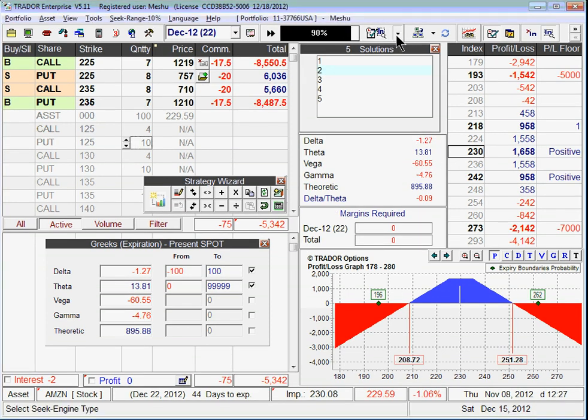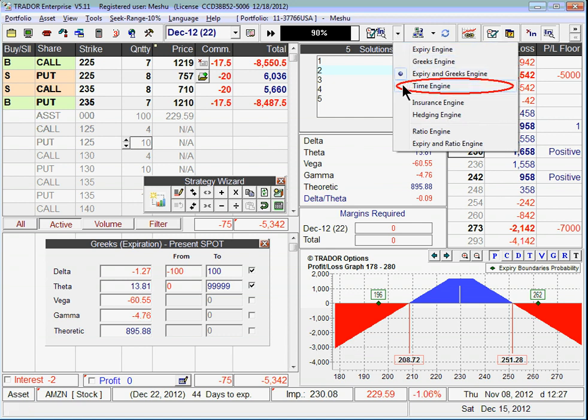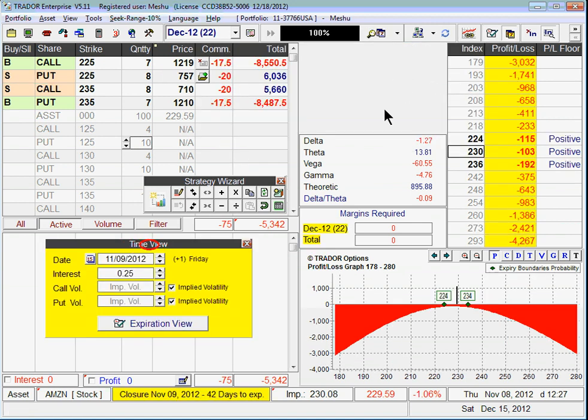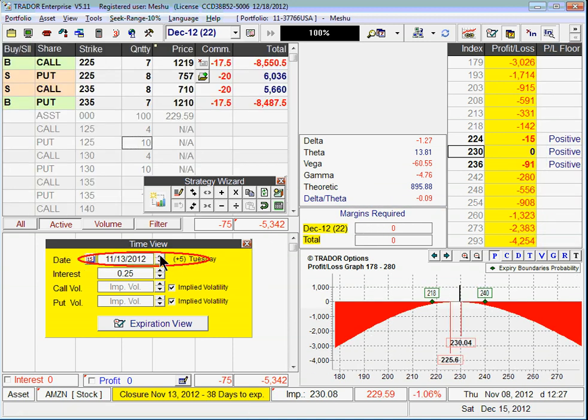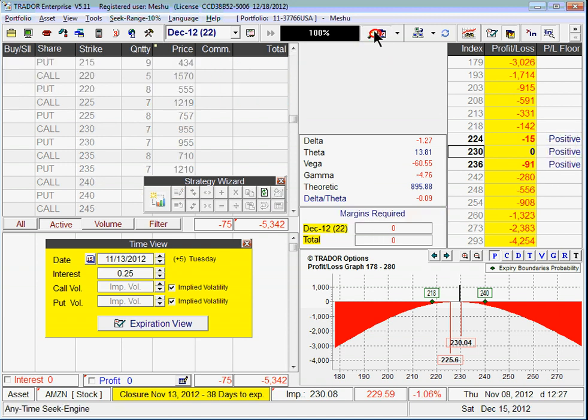The fourth engine is the time engine that switches Trador's mode to time view, which strongly supports creating and maintaining burnout positions. Definitions are made on the yellow parameters panel, such as the number of days to close the position and the rest of the Black-Scholes parameters, along with the profit-loss floor. So let's define a 5-day position with positive profit around the present index and activate the engine.